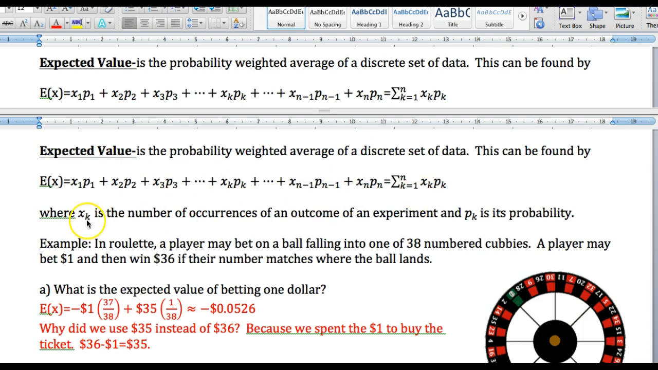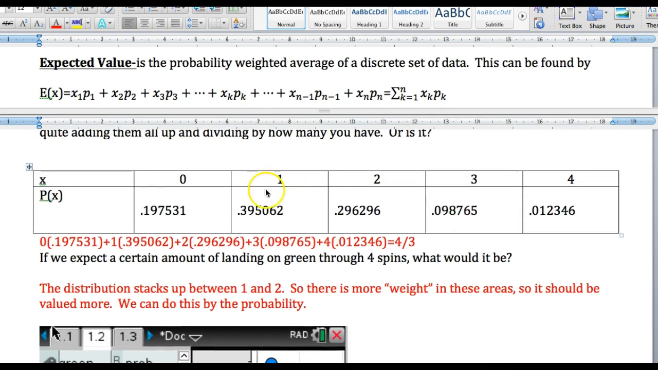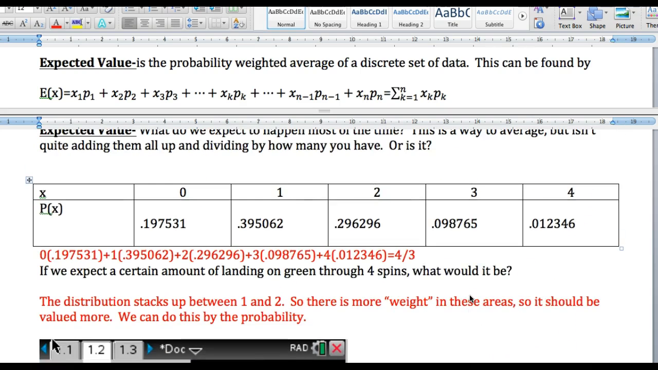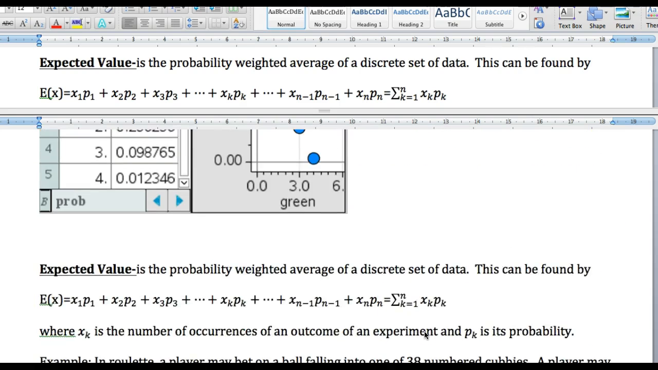Well, what's X? X is the number of occurrences of an outcome. So it's how many times an outcome occurred, and then you're going to multiply that times its probability. You're going to do that over and over and over again. Really, if you have your distribution chart, you just multiply these outcomes, boom, boom, boom, boom, boom. Add them up, and then you have it. Since we have the probability, that's why the number comes out reasonable.